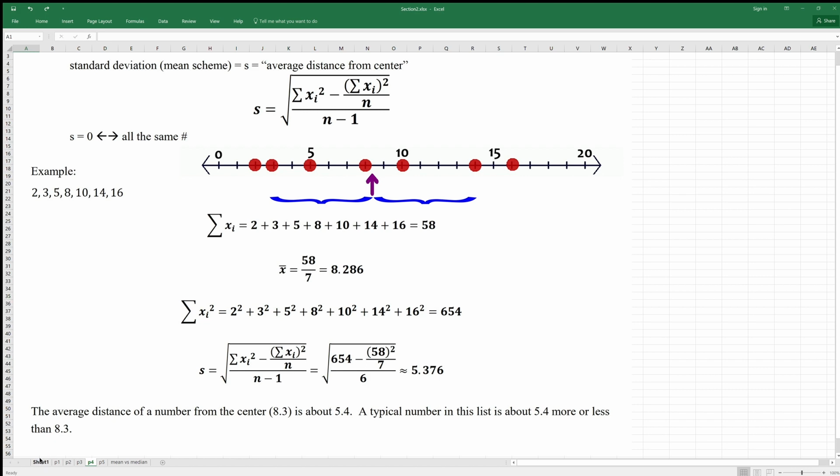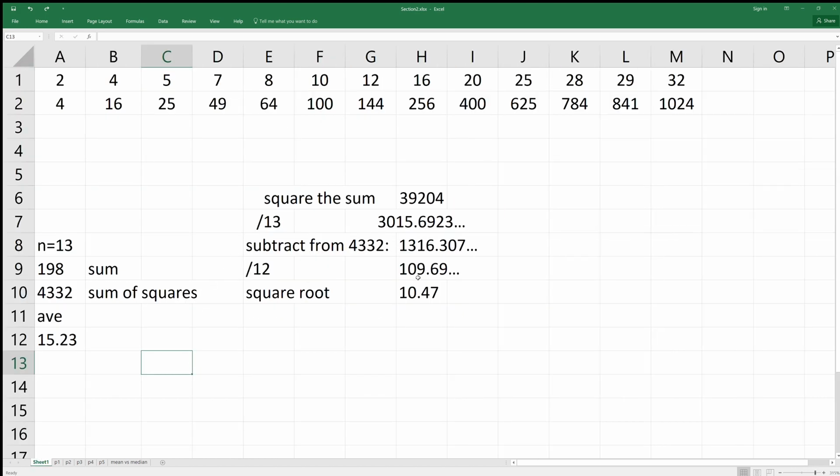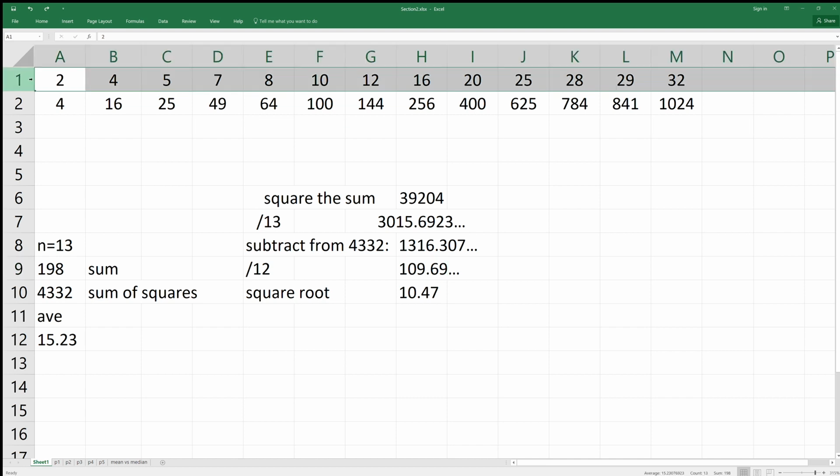By the way, the most common mistake people are going to make here is they're going to forget to take the square root. So if you do that, will I buy that the average distance from the center is 100 something? Will I buy that my typical number in this original list is 100 something to either side of 15? No, that's way too big. So ask yourself if the answer is plausible.